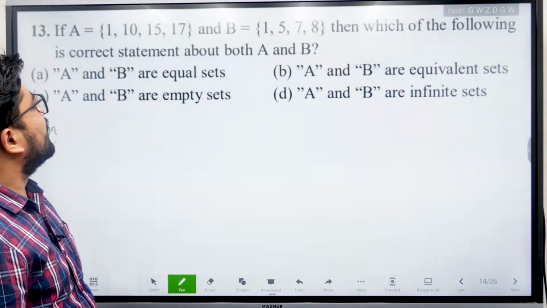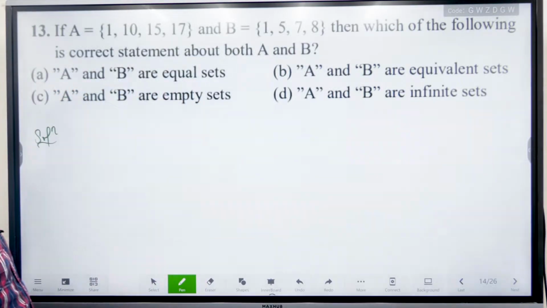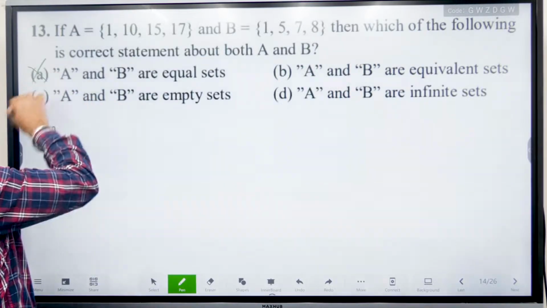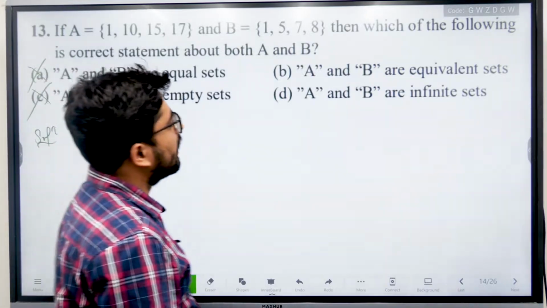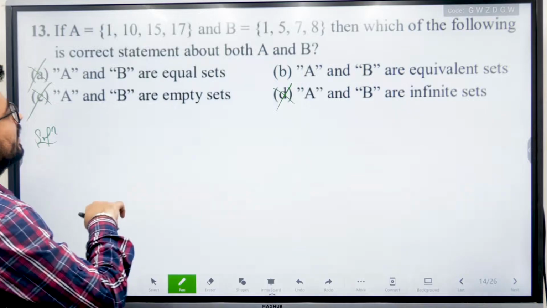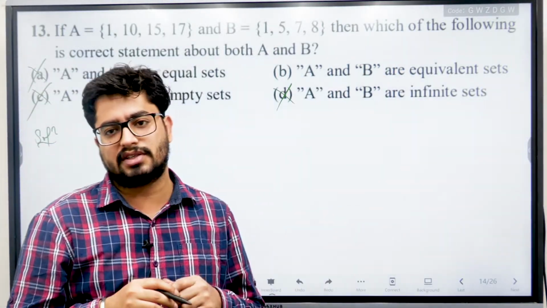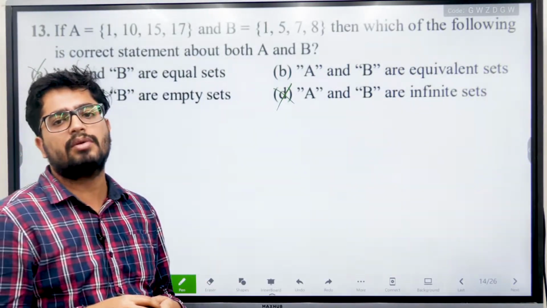A is equal to 1, 10, 15 and 17 and B is equal to 1, 5, 7 and 8. Then which of the following is a correct statement about both A and B? So A and B are equal? No. A and B are empty? No. A and B are infinite sets? No. Now what about equivalent? We know two sets are equivalent if they have the same number of elements. Yes, for finite sets you can say two sets are equivalent if they have the same number of elements.